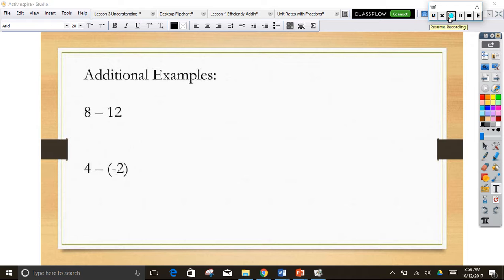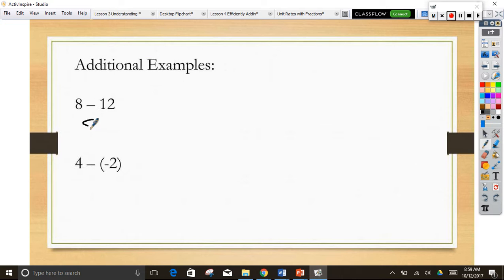All right, so if we are doing 8 minus 12, what I want you to do is rewrite this as adding the opposite. So I want you to write this as 8 plus negative 12. And then you would solve it as you normally would. So we have different signs. We subtract, keep the sign of the larger number. 12 minus 8 is 4. If we keep the sign of the number with the larger absolute value, that's our negative 12. So we would put a negative 4.